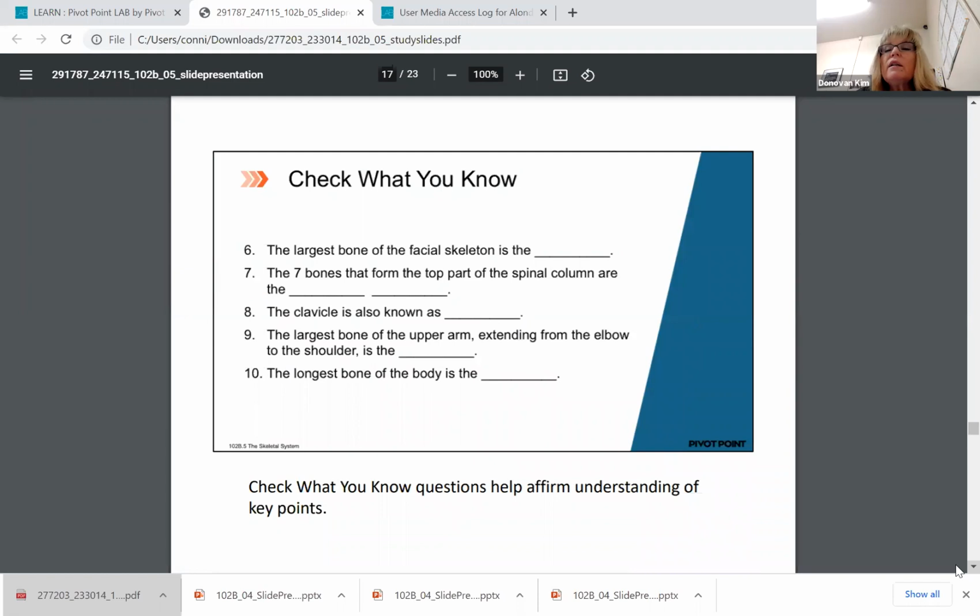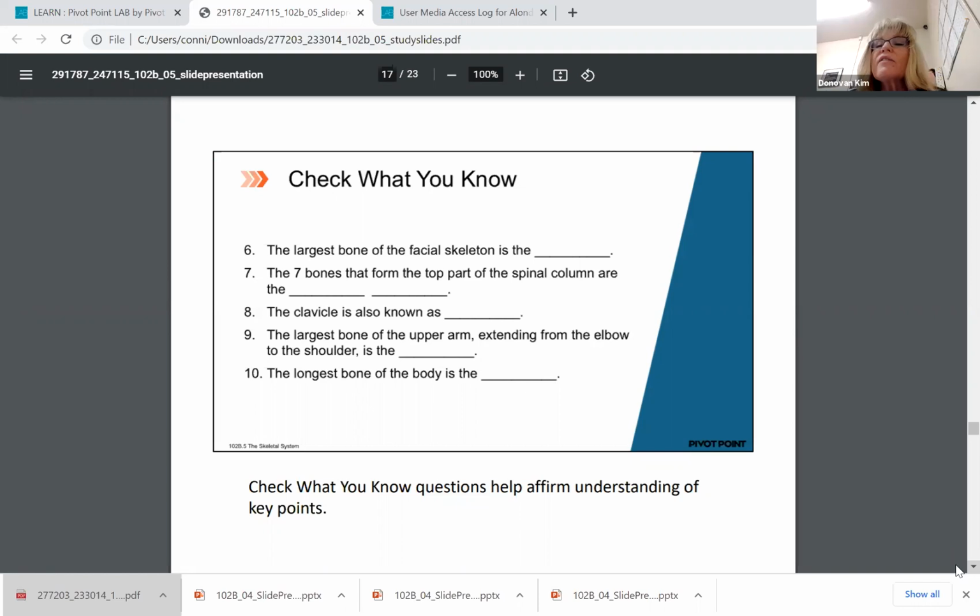Oh, Julian, come on, wherever you are. Okay, number 6, the largest bone of the facial skeleton is what? I'll give you a hint. It's your lower jaw. What is that called? The mandible. Yes, Nick.